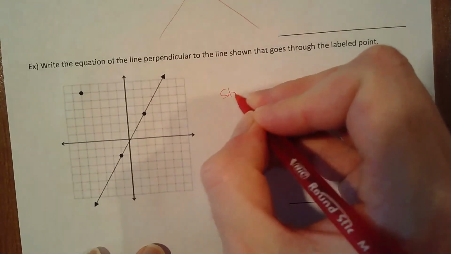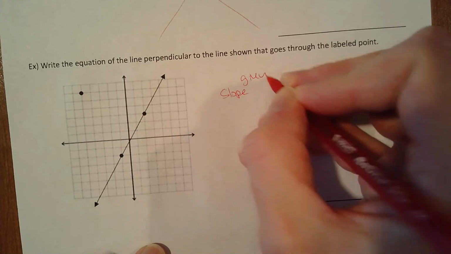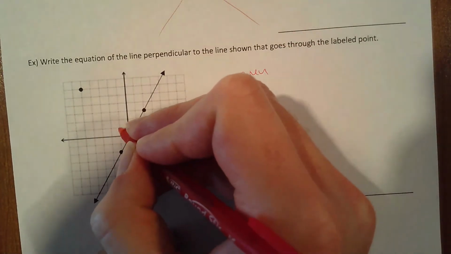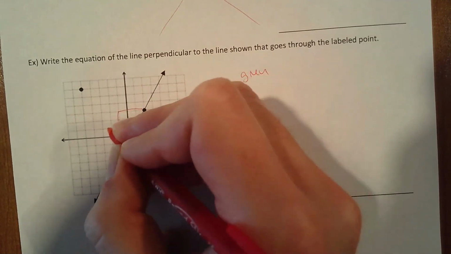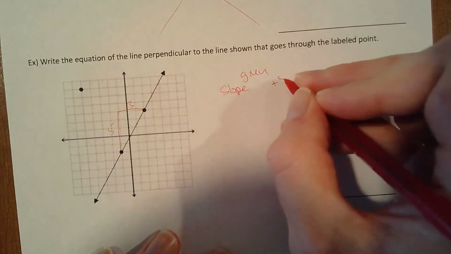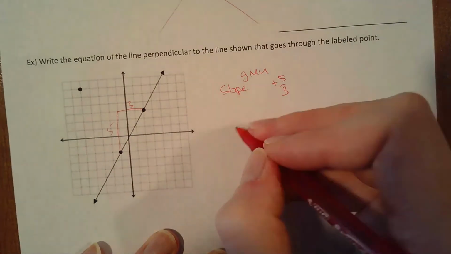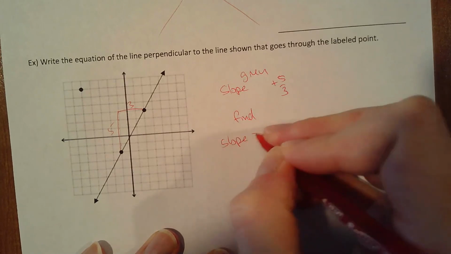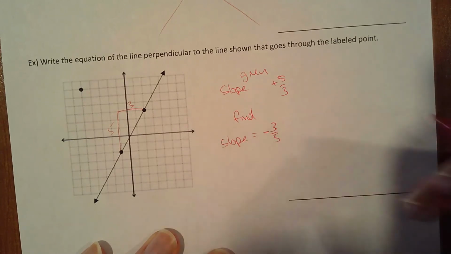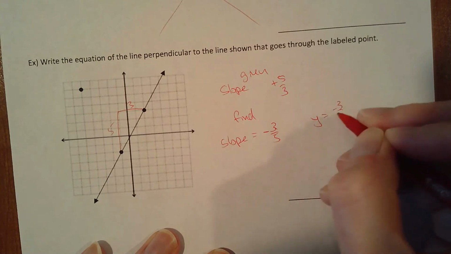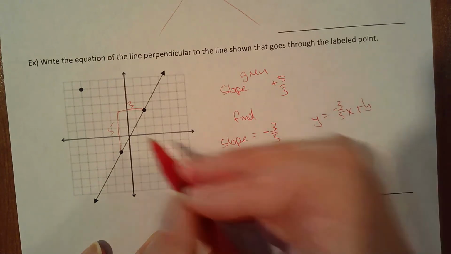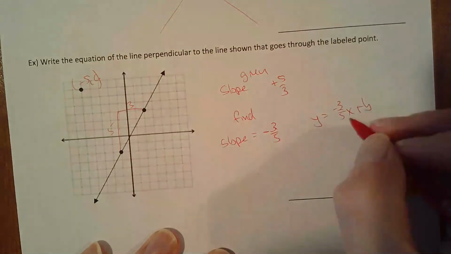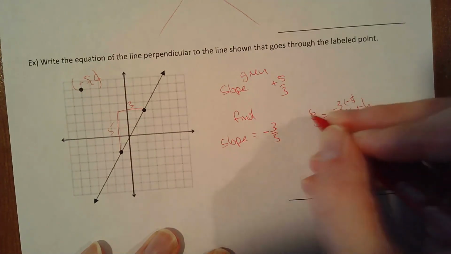First off, the slope of the given line. The slope of the given here is going to be 1, 2, 3, 4, 5, up 5, right 3. So positive 5/3. That means the slope of the line I'm finding is going to be negative 3/5. So y equals negative 3/5 x plus b. Plug in the only point that you know. This point is negative 5, 6. Plug in negative 5, plug in 6.